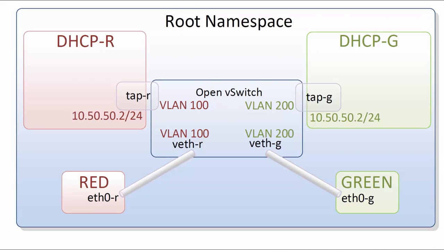Running a process in a network namespace. Finally, we want to run DHCP. For DHCP, we use the dnsmasq service. We want to have two dnsmasq services running, one for the red tenant and one for the green tenant. These need to be isolated from one another. Therefore, we use the ip netns exec command yet again.